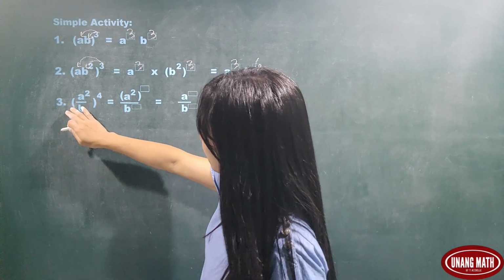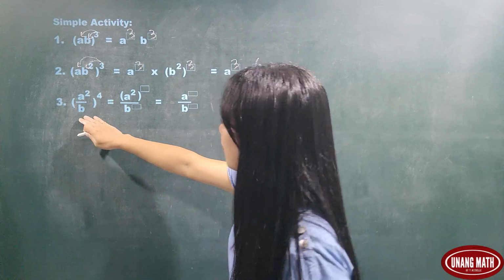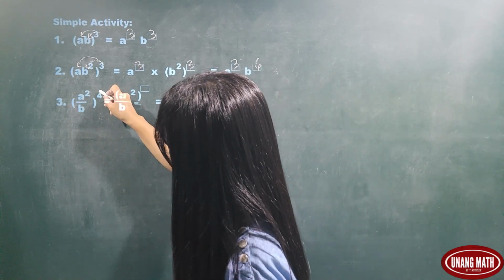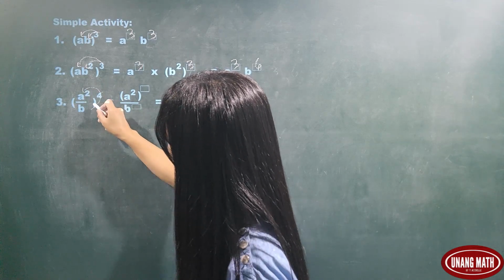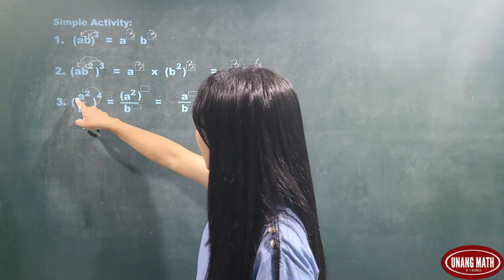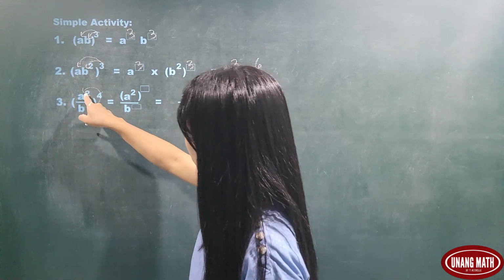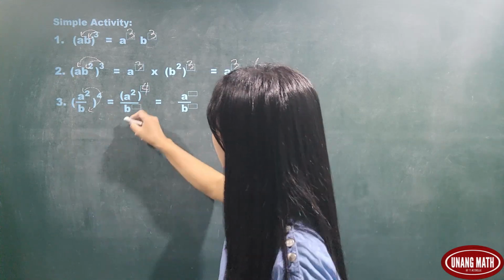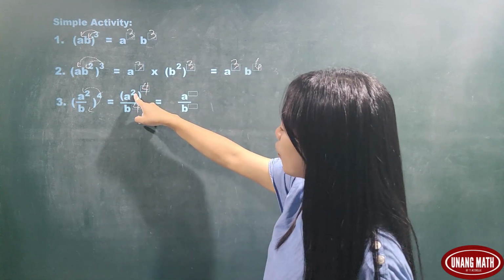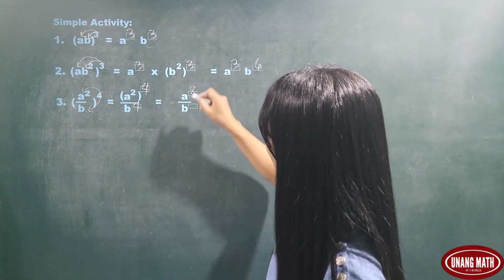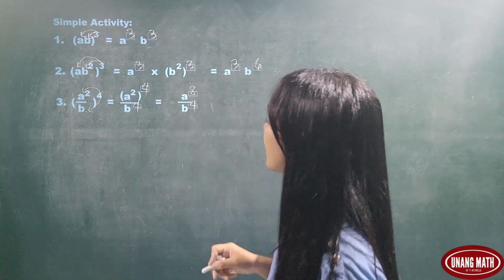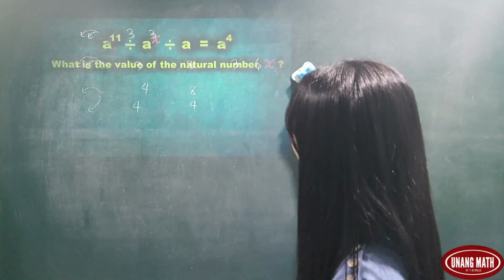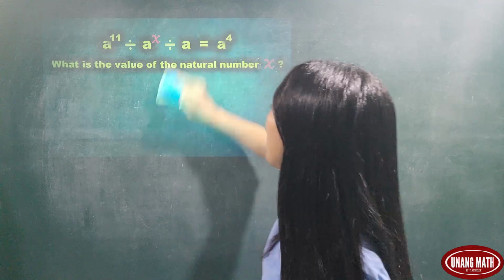Okay, number 3. This time, the given is a fraction. So we have to distribute this exponent to both numerator and denominator. a squared, so multiply 4 by 2. 4 times 2 is 8, so a raised to the power of 8, and then b raised to the power of 4. Okay, this time, let's answer the following problems.